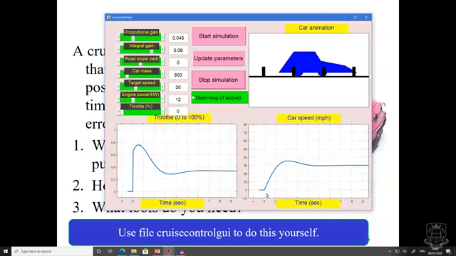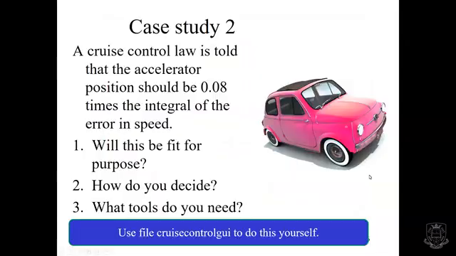And now look at the speed. You can see the speed only overshoots a bit and comes back. Now, is this better? And if it is better, why is it better?